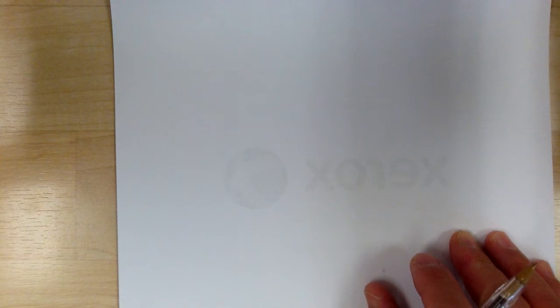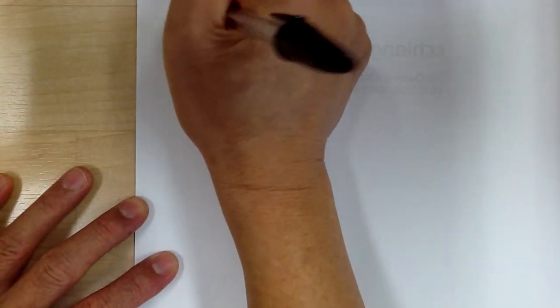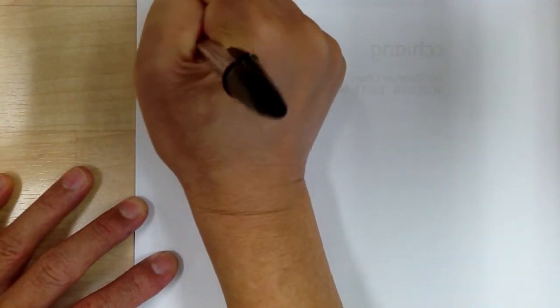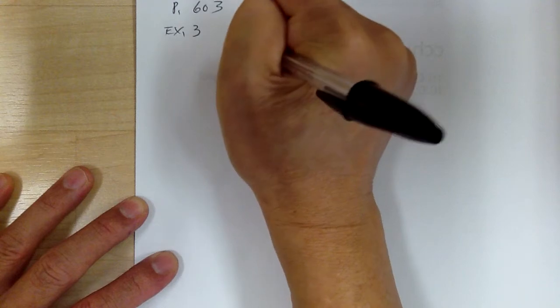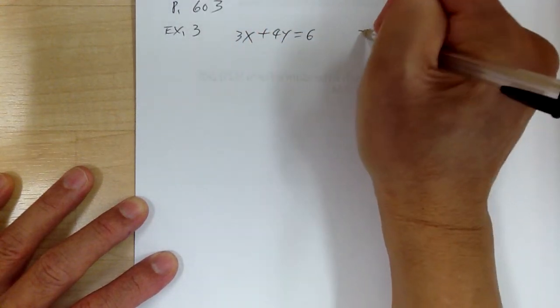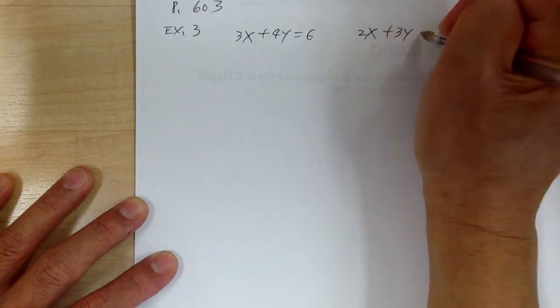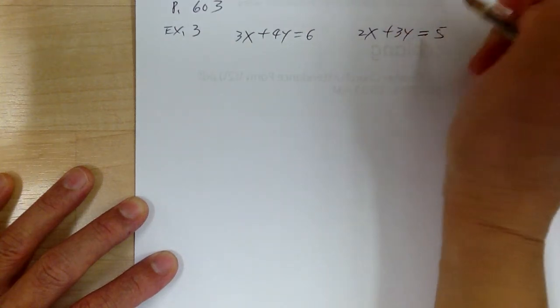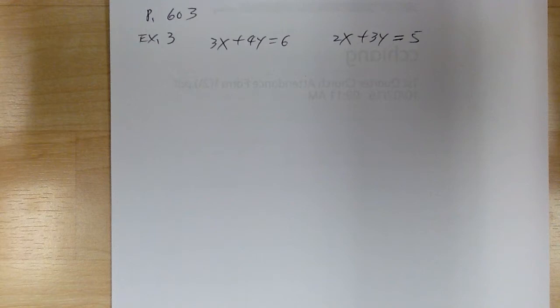Okay, let's go and do one more example. Let's go to example 3. So you got 3x plus 4y equals 6. You got 2x plus 3y equals 5. Okay, so now it gets kind of more complicated, right? Again, remember the goal is to choose one of the variables and make them opposite to each other.